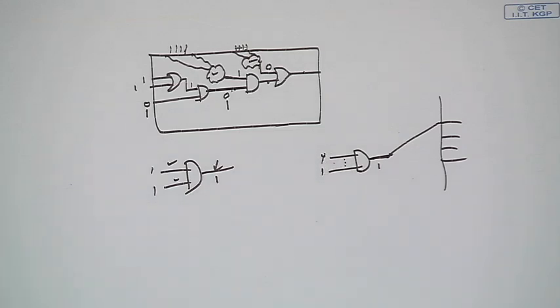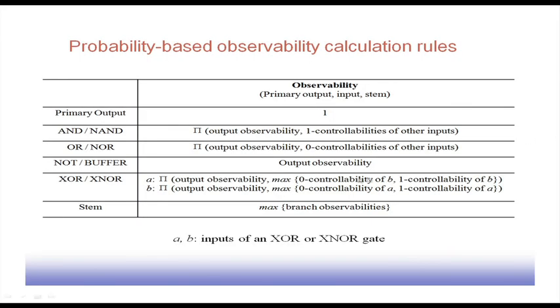As a result, we get the formula: the product of output observability and 1-controllabilities of other inputs. Similarly, for a NOR gate, it is the same thing: the product of output observability and 0-controllabilities of other inputs. For a NOT gate or buffer, the output observability itself is sufficient. That is the observability value, because if we can get the output observable, then we can just make 1 minus to get the input part. So, they are the same. Similarly, XOR and XNOR can be done.